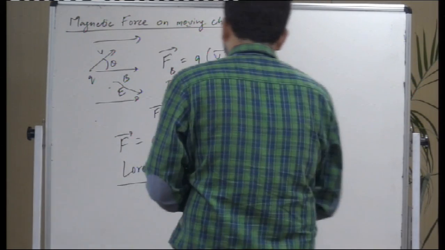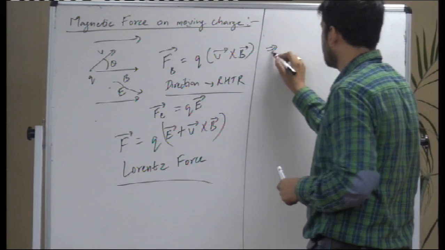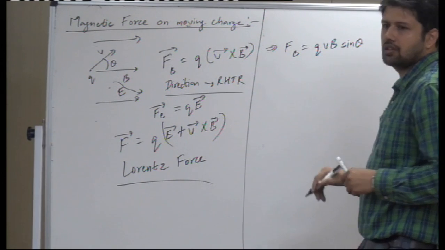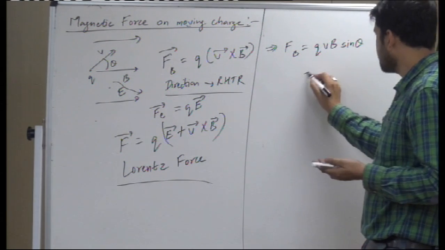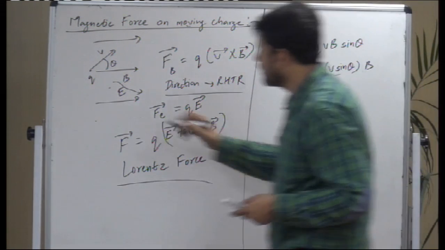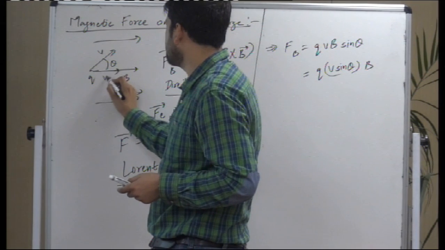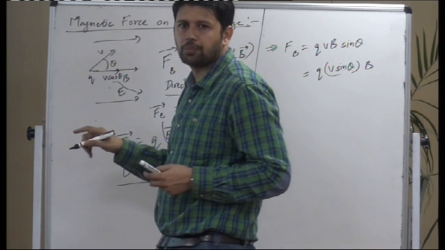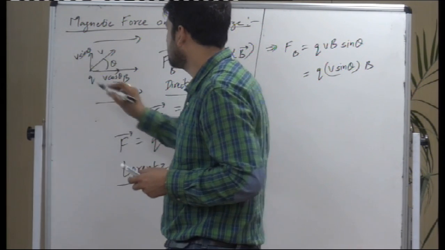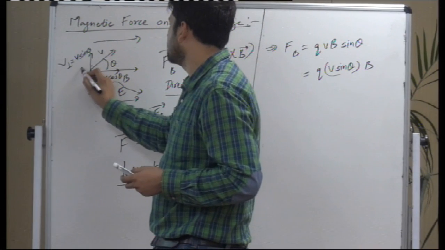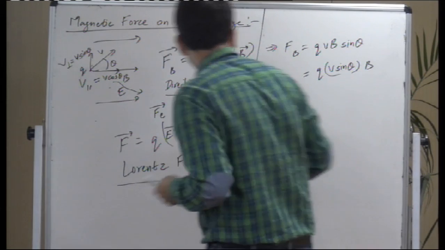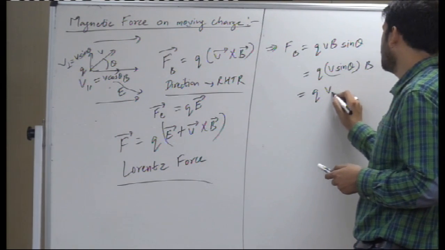Okay, you know that this can be written as QVB sine theta. I can obviously write it as QV sine theta into B. What is V sine theta in this case? V cos theta would be the component of velocity parallel to the magnetic field. V sine theta is V perpendicular, and this is V parallel. So I can always write it as QV perpendicular B.